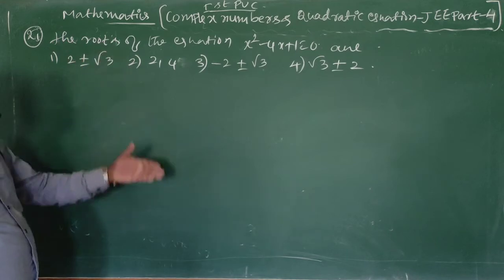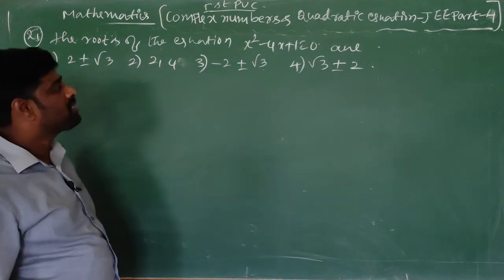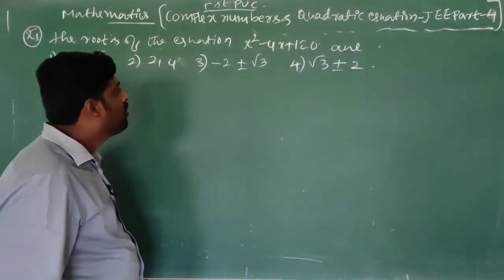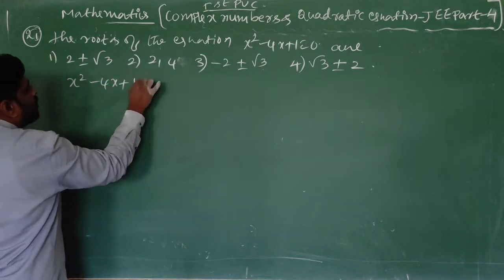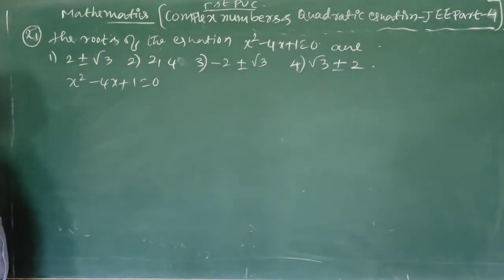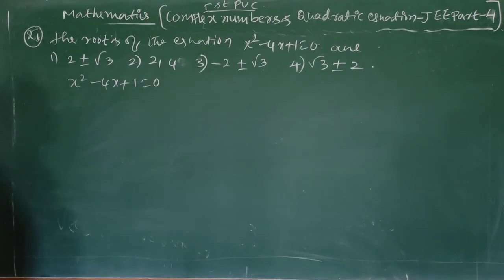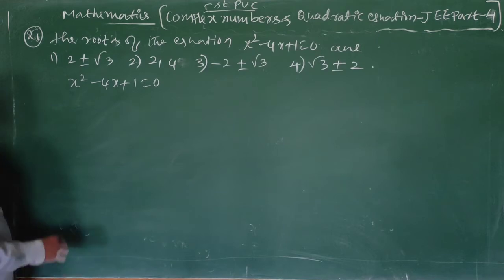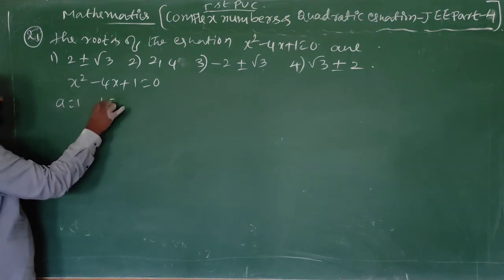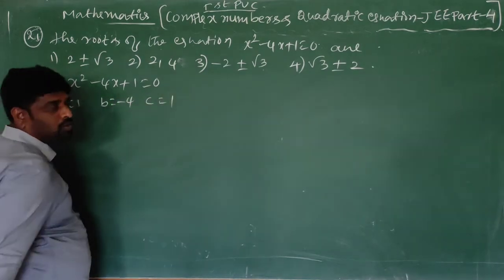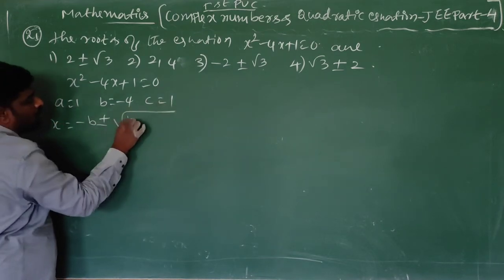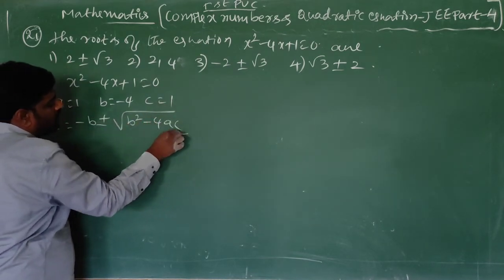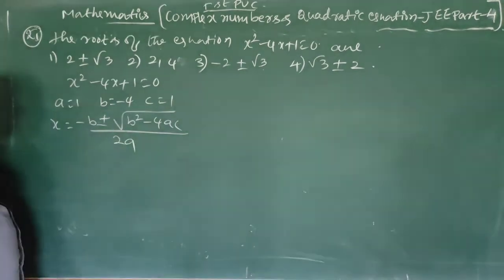Next, the roots of the equation x square minus 4x plus 1 is equal to 0 are. Now, x square minus 4x plus 1 is equal to 0. It is of the form ax square plus bx plus c is equal to 0. This question belongs to quadratic equation. So, a is equal to 1, b is equal to minus 4, c is equal to 1. x is equal to minus b plus or minus square root of b square minus 4ac, divided by 2a.